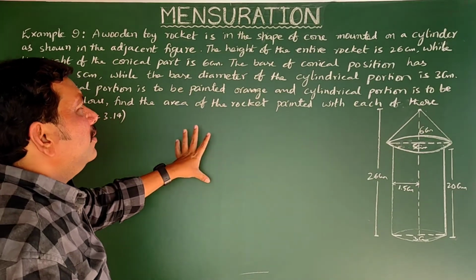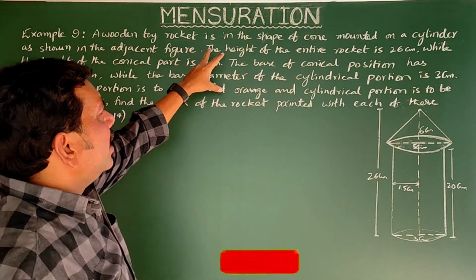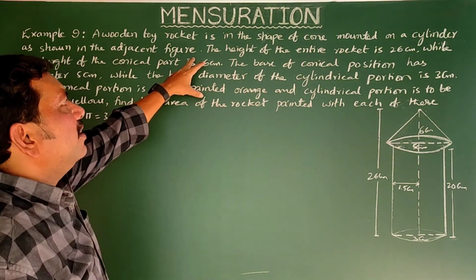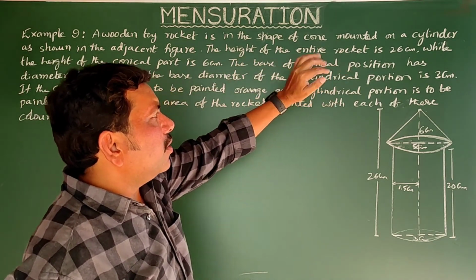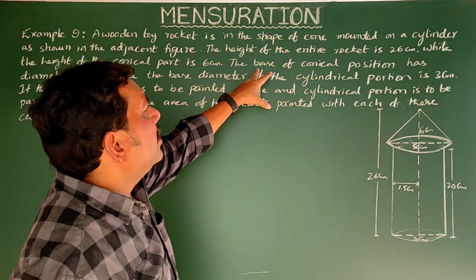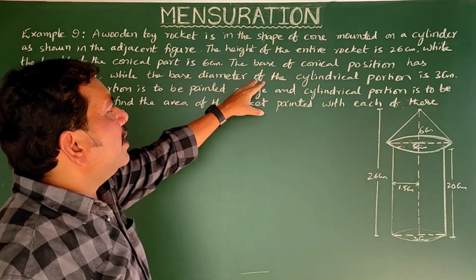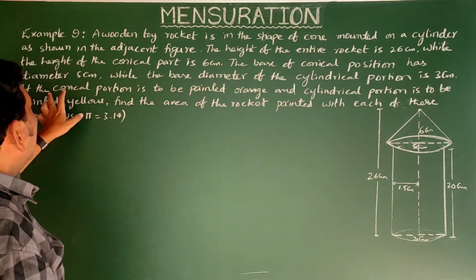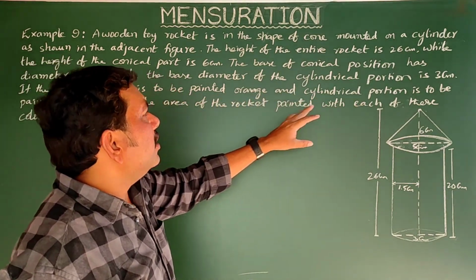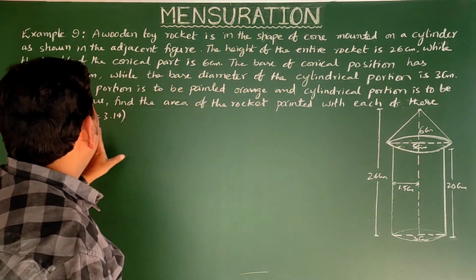Okay, ninth example. See, it will be a very lengthy sum. A wooden toy rocket is in the shape of a cone mounted on a cylinder, as shown in the adjacent figure. The height of the entire rocket is 26 centimeters while the height of the conical part is 6 centimeters. The base of the conical portion has diameter 5 centimeters while the base diameter of the cylindrical portion is 3 centimeters. If the conical portion is to be painted orange and the cylindrical portion is to be painted yellow, find the area of the rocket painted with each of these colors.